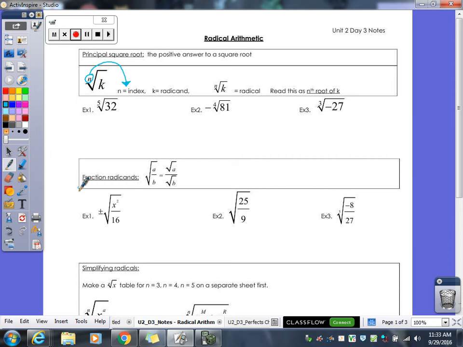That tells you what root we're trying to find. So if we have a 3 there, that means we're trying to find the third root or the cube root. What number multiplied 3 times gives you the answer underneath? If it's a 4, what number multiplied 4 times gets you the answer underneath? We call that answer underneath your radicand.